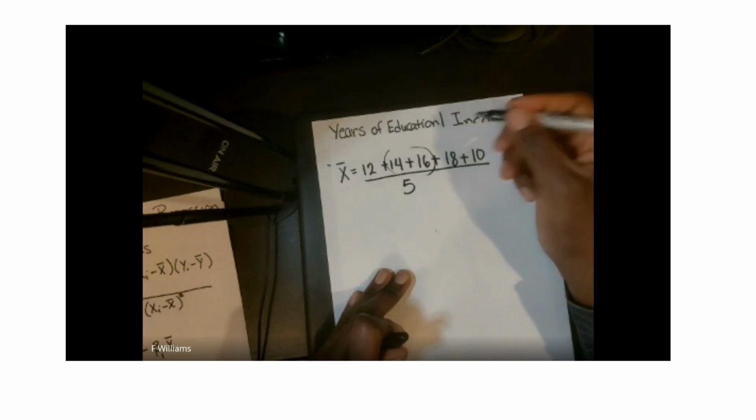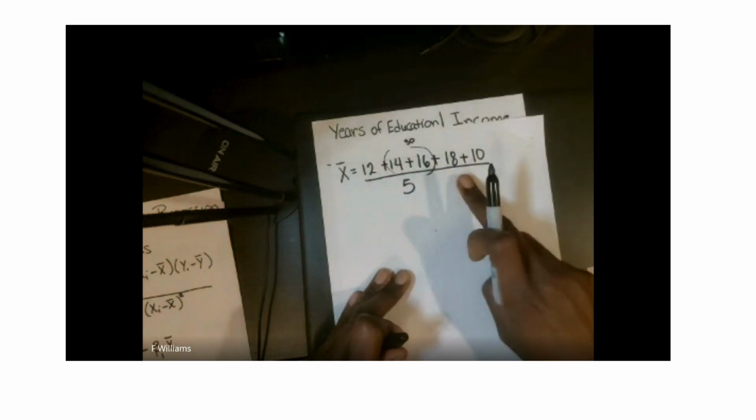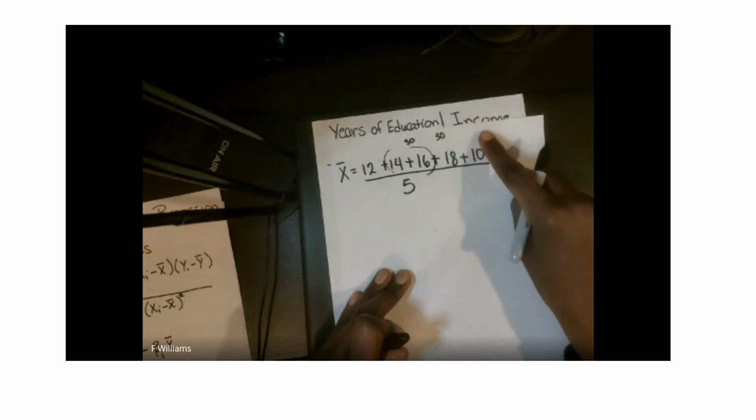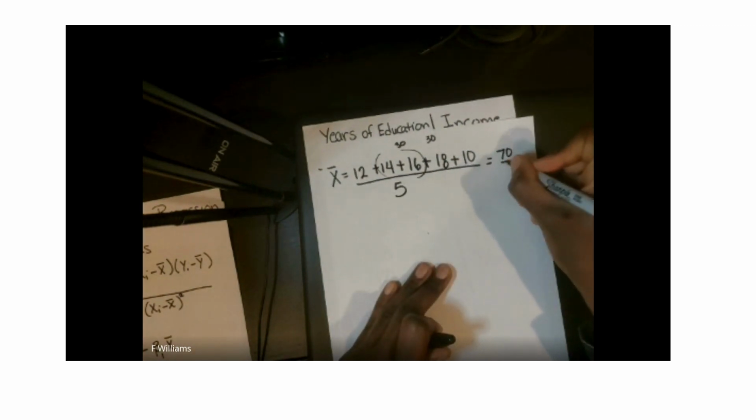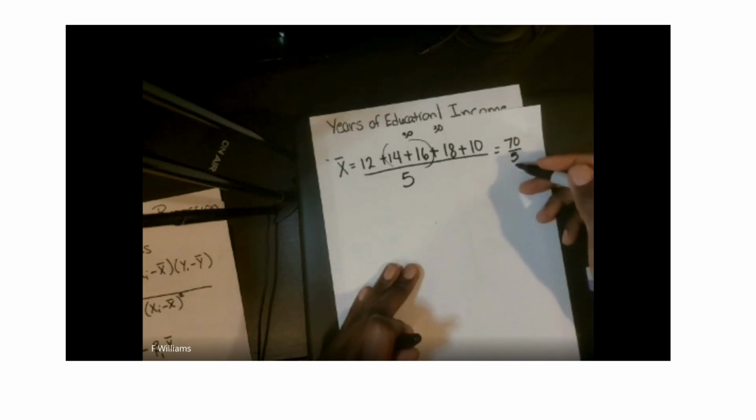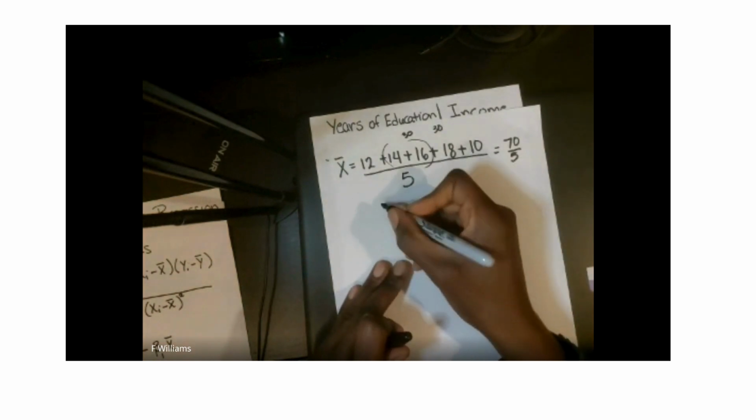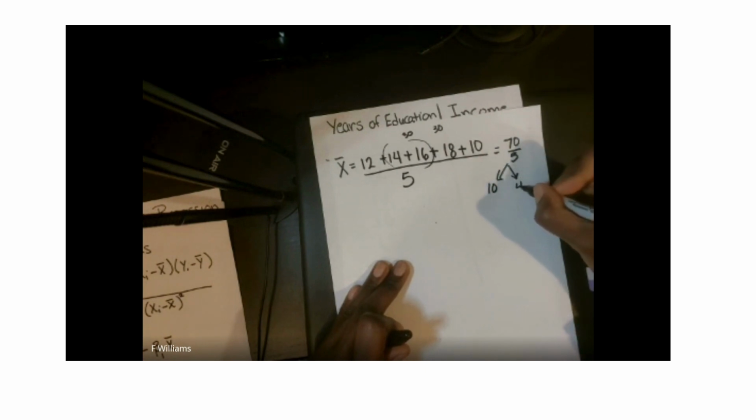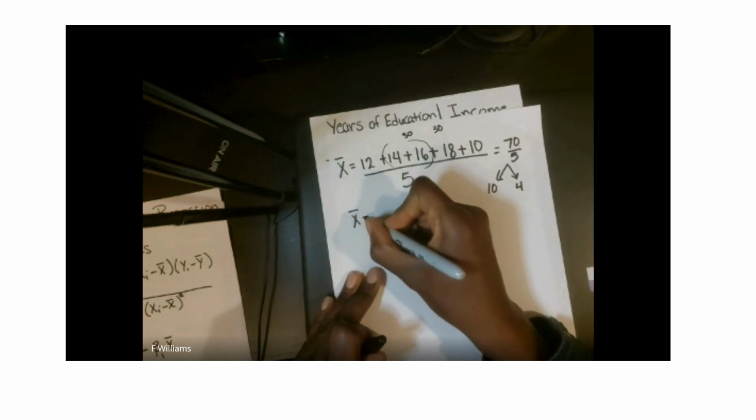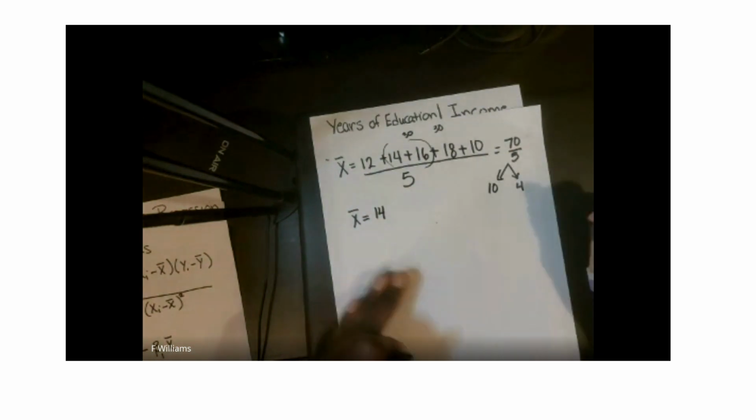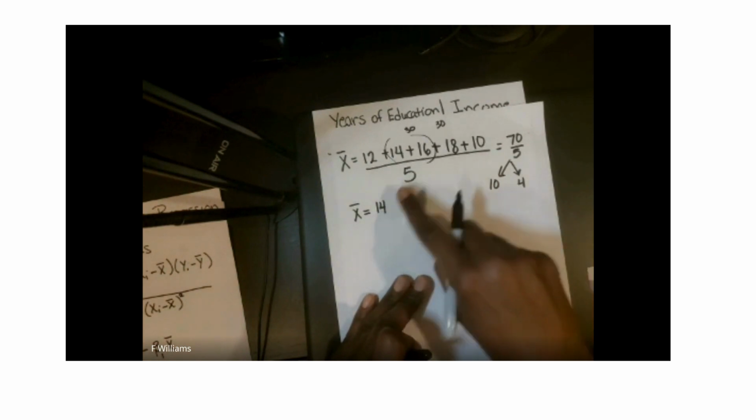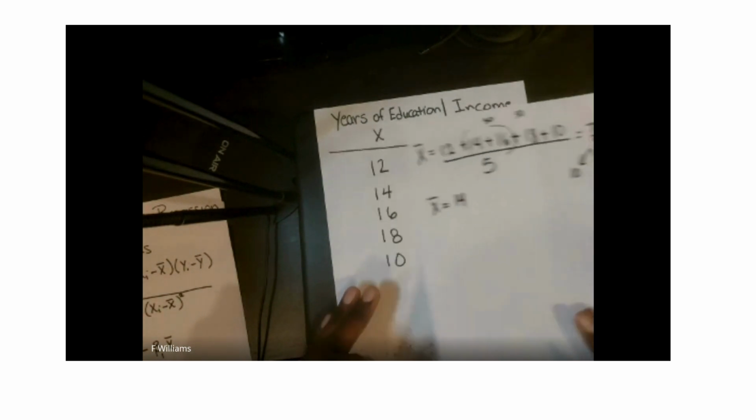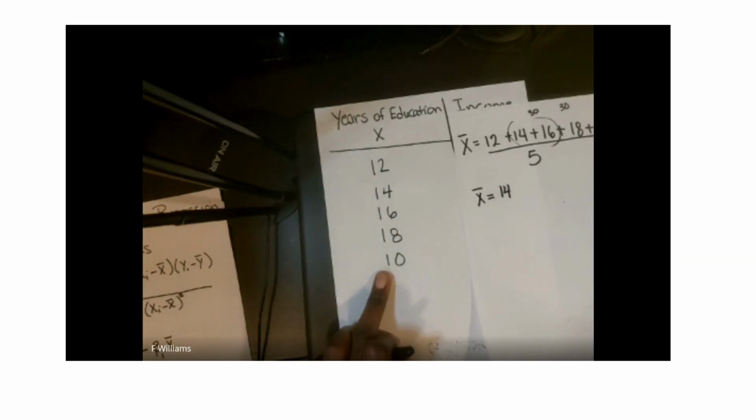We have 14 plus 16, that's 30. And 12 plus 18 is also 30. Plus 10 more, that makes 70. So 30 plus 30 is 60, plus 10 is 70, divided by 5. And so for this one, 5 will go into 70 10 times, that makes 50. So that's 50, and 20 more, which is 4. So we have x bar is equal to 14. And if we multiply it out, 14 times 5 will give you 70. So for our x bar, our average years of education is 14 years, just the average years of education for this group of people.